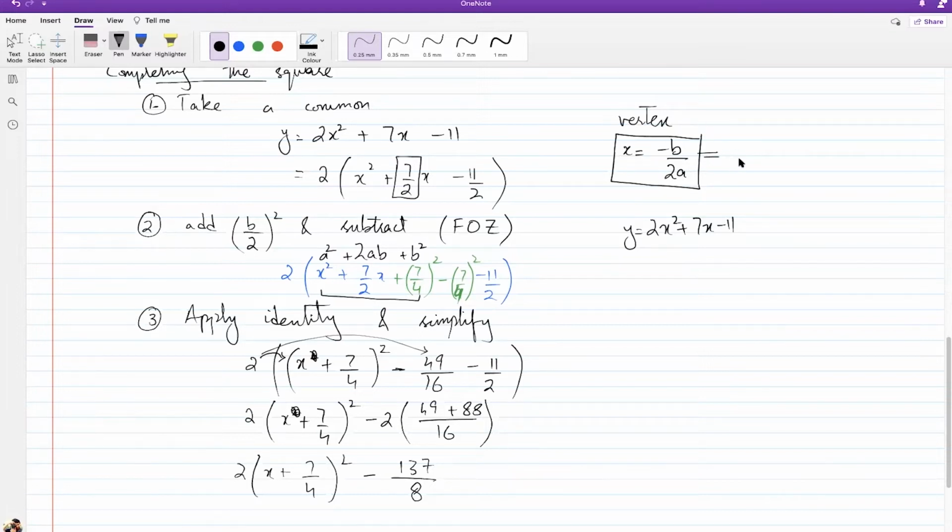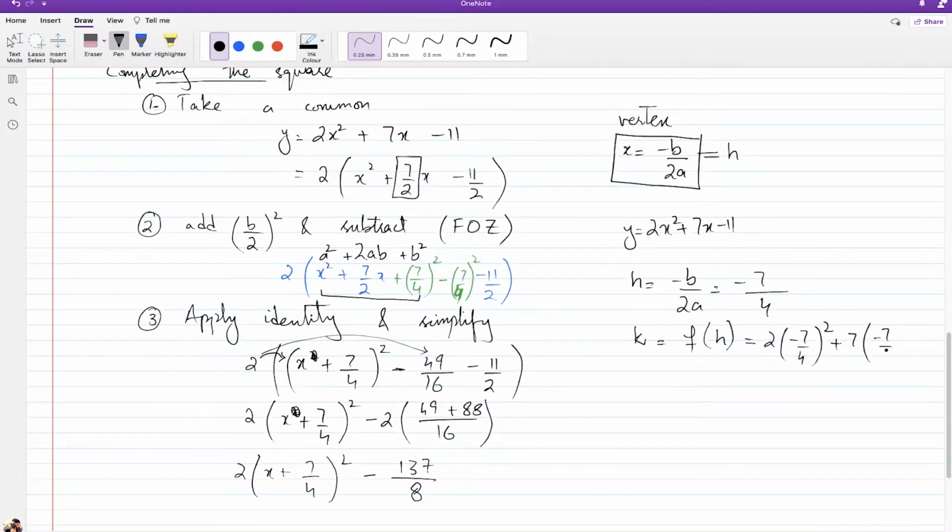So the vertex is this, we call it h. To calculate h we say minus b over 2a. Minus b over 2a will be minus 7 over 2 times 2, which is 4, so minus 7 by 4. So I have got h. Now I'll try to find k. K is what we call f of h. In other words, this is where x has a value of minus 7 by 4. So I'll just plug that into the equation. So I'll get 2 times minus 7 by 4 whole squared plus 7 into minus 7 by 4 minus 11. When you simplify this, you will end up with minus 137 by 8.